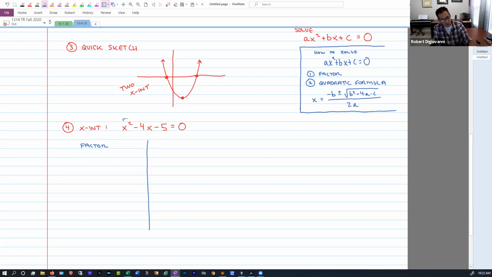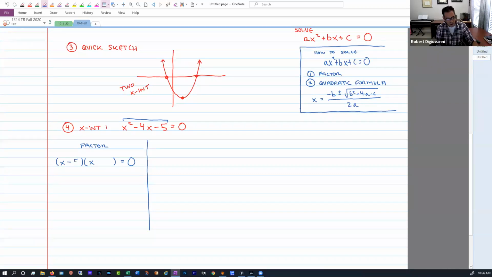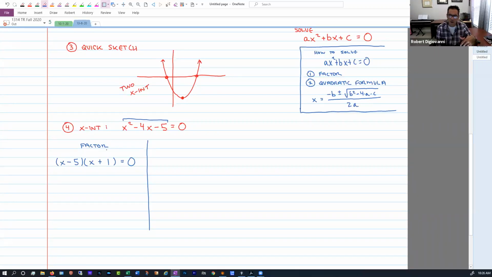So for those of you who are comfortable with factoring, does anyone here know what that turns out to be if you factor it? Can someone tell me? It's x something times x something? No? It's (x minus 5)(x plus 1). That's what it turns out to be. So if you're uncomfortable on this step, don't worry, because you have the quadratic formula.